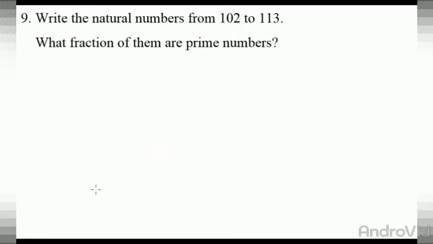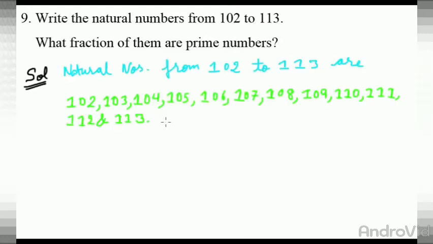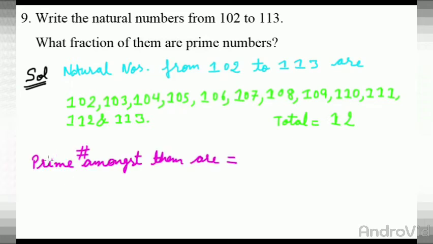Question 9. Write the natural numbers from 102 to 113. What fraction of them are prime numbers? So first of all, let's write all the natural numbers from 102 to 113. So we have written all the natural numbers from 102 to 113. So we have total number of 12. Now we have to find prime amongst them.